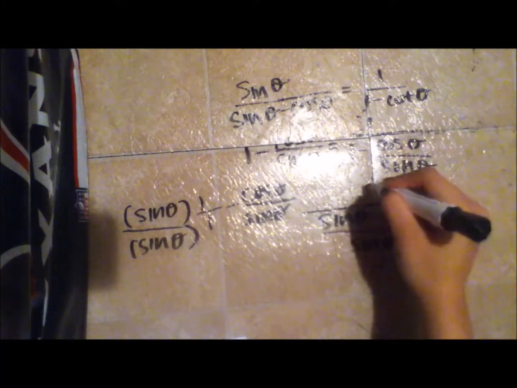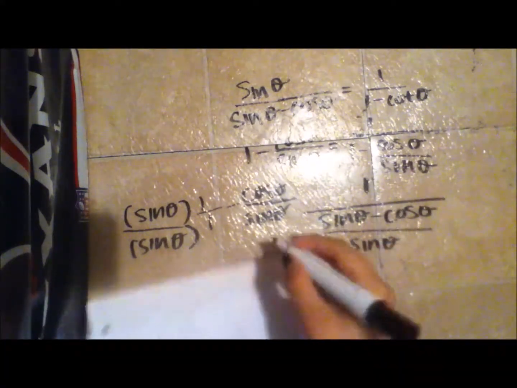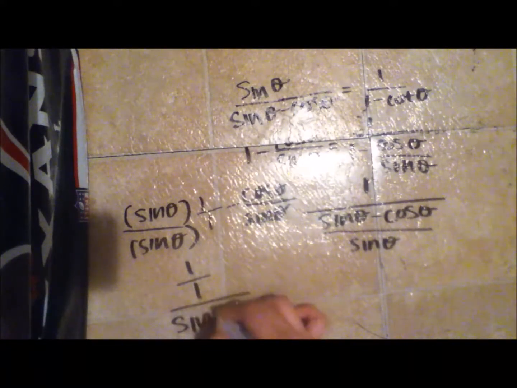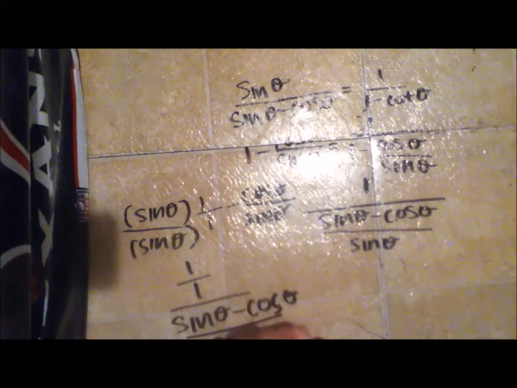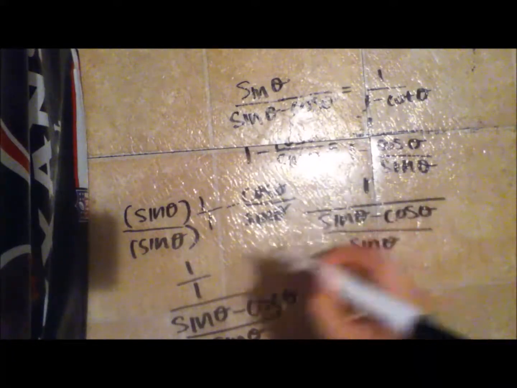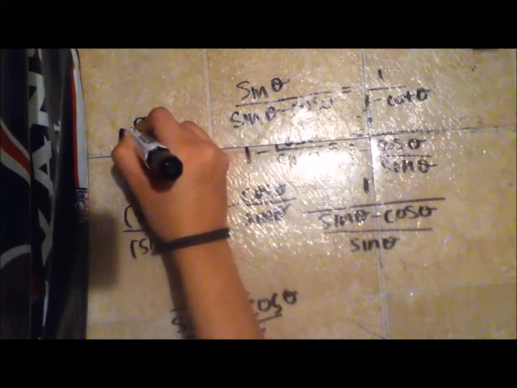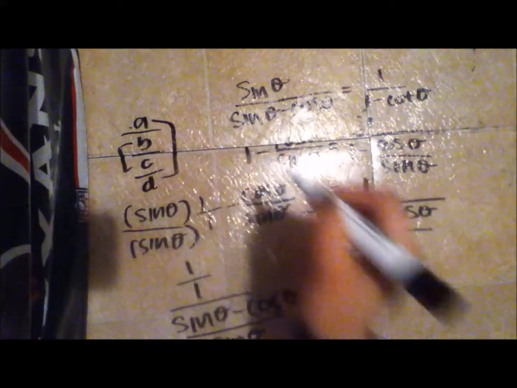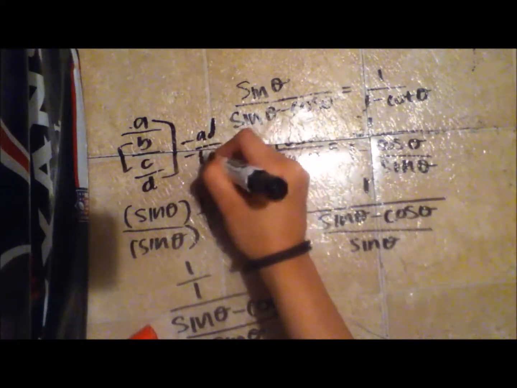And then you will end up having 1 on the top, and sine theta minus cosine theta over sine theta on the bottom. Keep in mind that when you have A over B divided by C over D, you will always multiply the two across, which equals AD over BC.